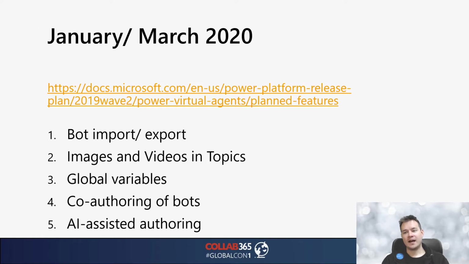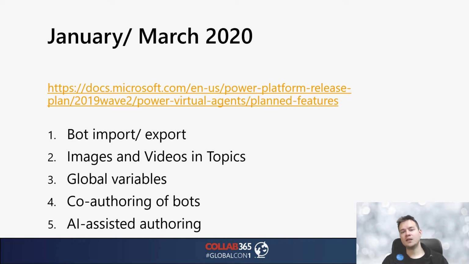In the first quarter of this year, quite a lot of features that we really miss today are planned. The first and most important one is the ability to import and export bots. So you'll be able to create your bot in one environment, then import it in another environment, or maybe create it internally and then export and import it at the customer environment. Up to you, but this feature is obviously missing.